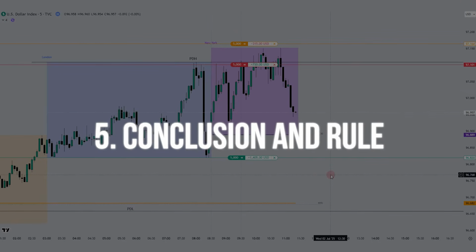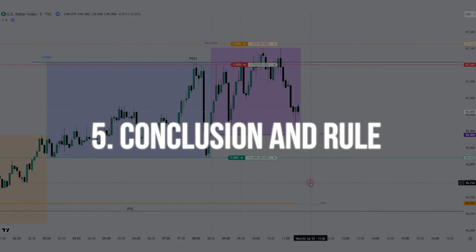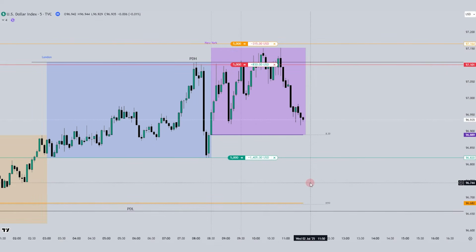5. Conclusion and rule. The trade closed at take profit, and this is an important example. Sometimes the market withdraws liquidity again. This is not a breakdown of the setup, but part of the scenario. I simply take this into account in my risk-reward ratio and stick to the rule: no more than 2 attempts to enter a single scenario.